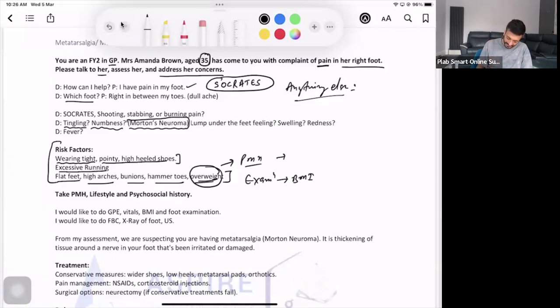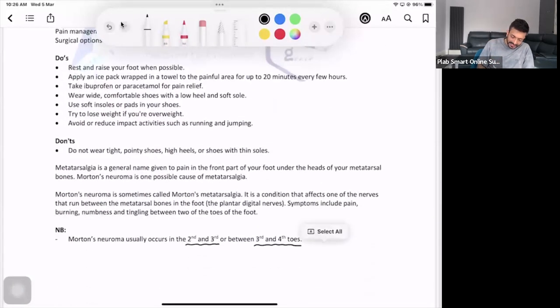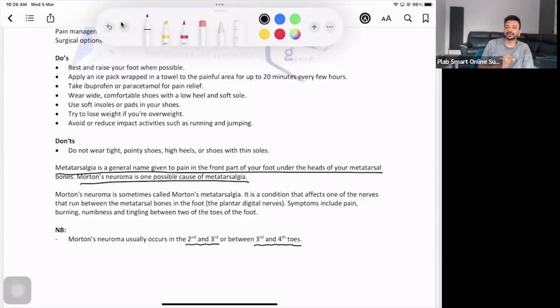That is the main thing. Okay, so see, what is Morton's neuroma and what is metatarsalgia? Metatarsalgia, I would say it's an umbrella term. Let's read it. Metatarsalgia is a general name given to the pain in the front part of your foot under the head of your metatarsal. Morton's neuroma is a possible cause of metatarsalgia.